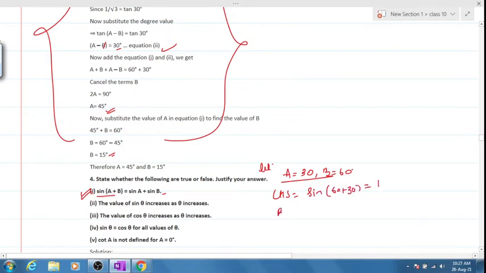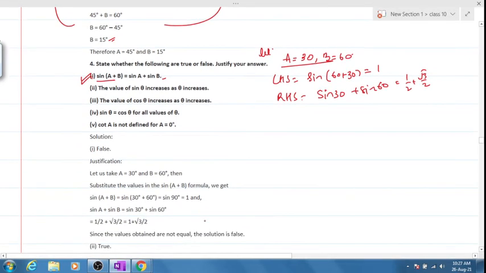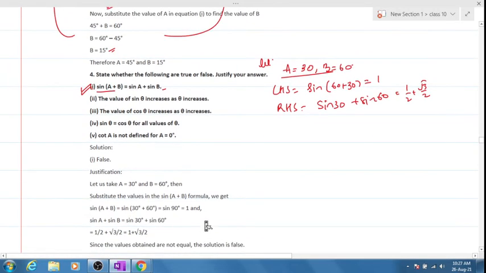1. RHS will be, which is how much? 1 by 2 plus root 3 by 2. I don't think this is same by any means. Yes or no? Yes, sir. Make sure you copy it down.